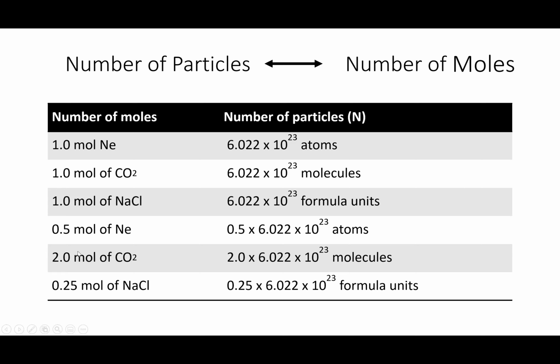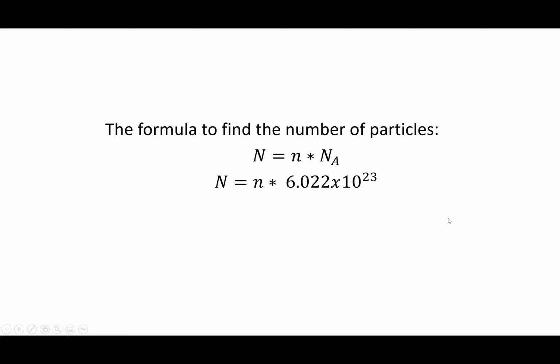So if I know my number of moles, I can find the number of particles by multiplying that number of moles by Avogadro's number. And so we have the formula: number of particles, or big N, is equal to the number of moles times Avogadro's number. And these are the symbols that we use. For number of particles, we use big N. Avogadro's number, this symbol is N with a subscript of A, and we know that value is 6.022 times 10 to the 23. The symbol that we use in chemistry for the mole is lowercase n.